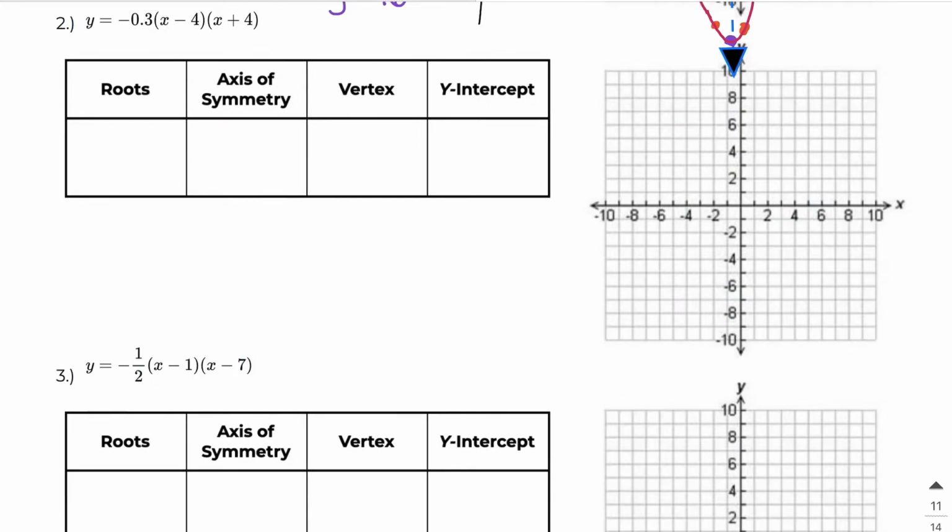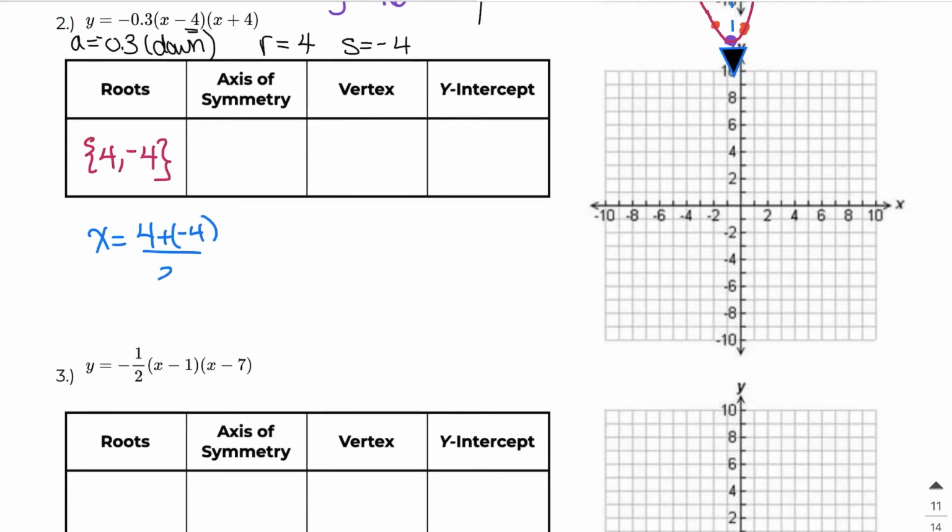All right, in our next one, we have an a value here is going to be negative 0.3, which tells us that our parabola is going to open down. The r value is positive 4 here, and the s value is negative 4 right here, which means that our roots are going to be at positive 4 and negative 4. To find the axis of symmetry, I'm just going to average those two values. So I'm going to do 4 plus negative 4 divided by 2.